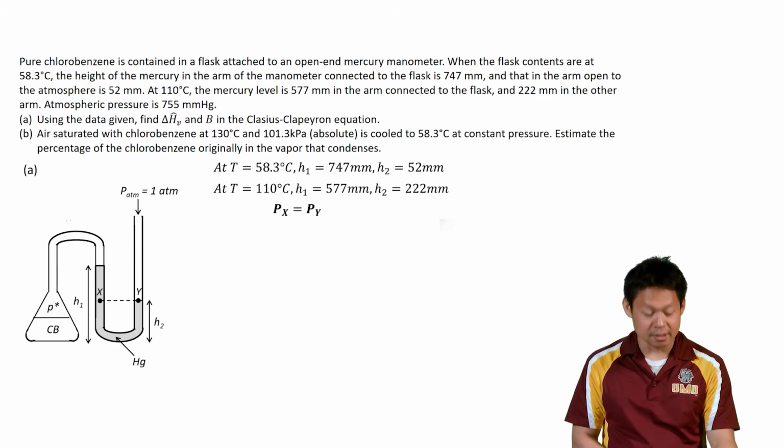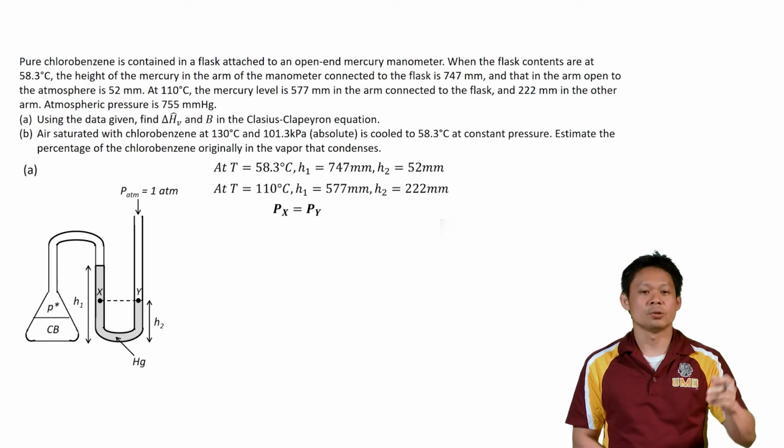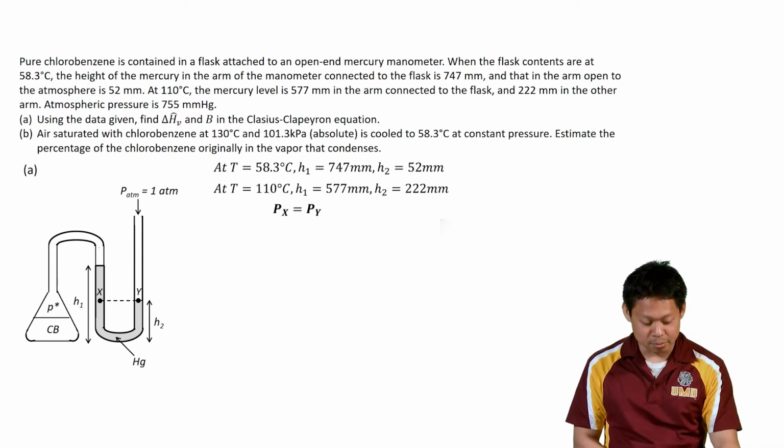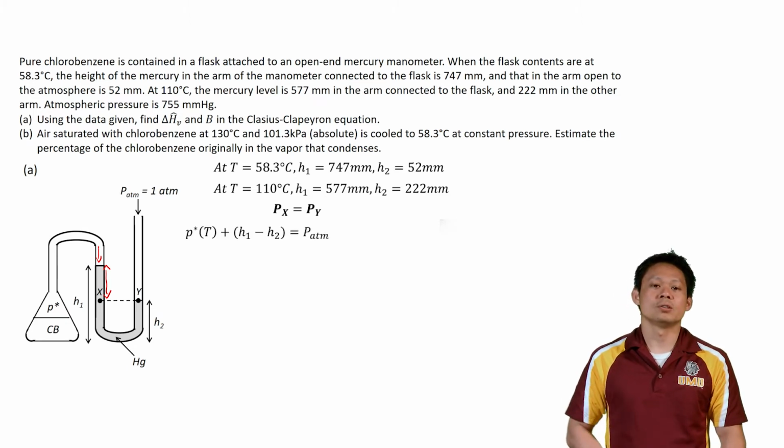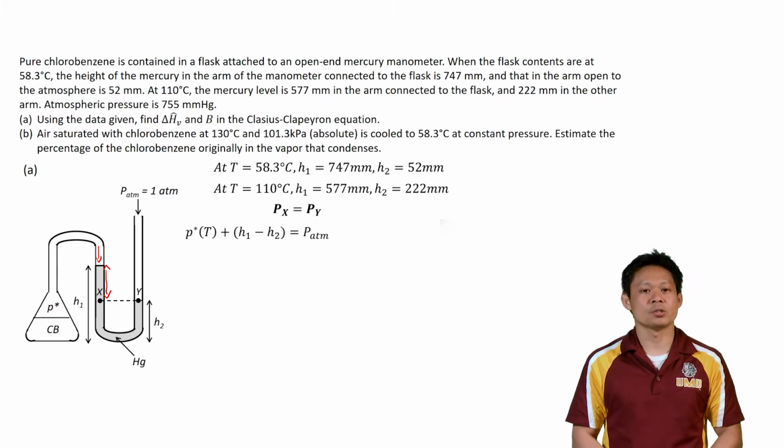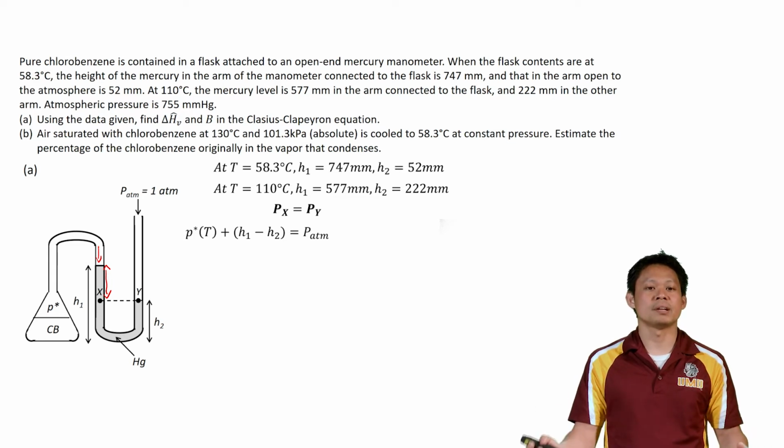The pressure at point X is P star. So you have your vapor pressure that's exerting down on point X, plus the fact that you have this height of mercury that is exerted on point X, and that height is H1 minus H2. So for the pressure at point X, you have your P star plus H1 minus H2. On the right-hand side, all you have is your P atmosphere.